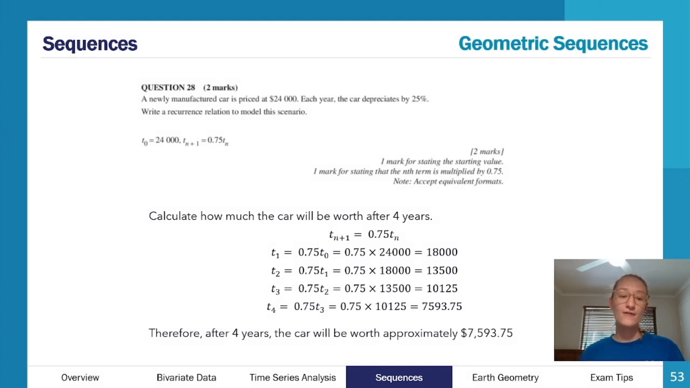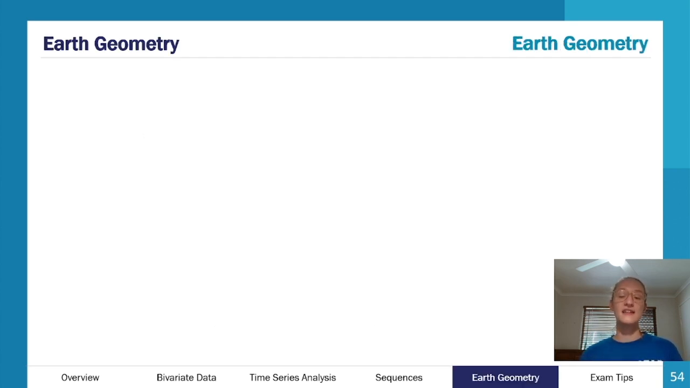Sentence. Make sure you're getting all of those marks. So therefore, after 4 years, the car will be worth approximately $7,593.75. Amazing. So that is an overview of our sequences. We only have like 5 or so minutes left.